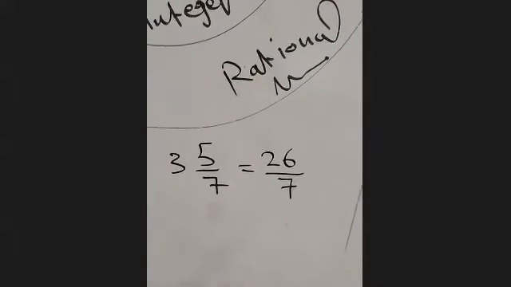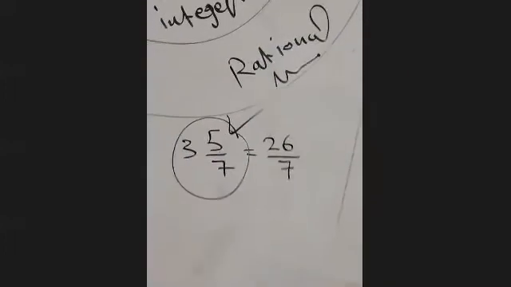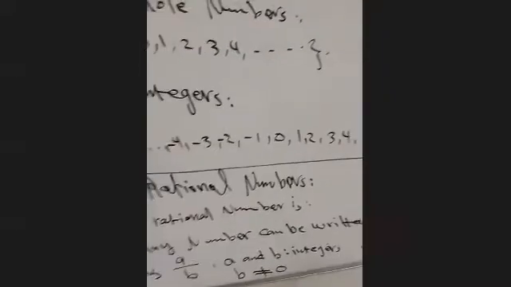Now, is it a rational number or not? It's a rational number. The mixed numbers, guys, are rational numbers. Why? Because I can write them as a fraction. Any number that can be written as a fraction is a rational number. We finished with the idea of whether a number is rational or not.